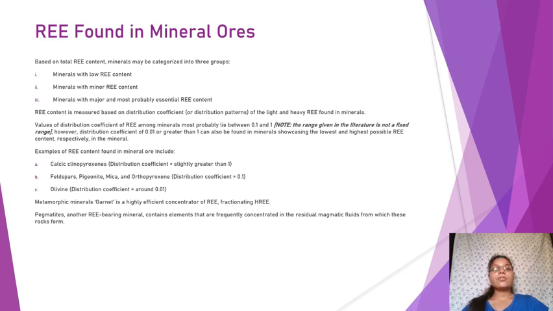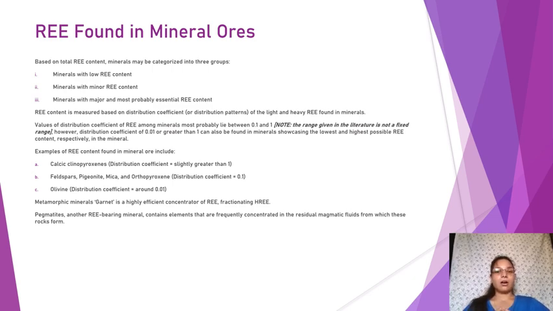The distribution pattern of lighter, heavier or middle rare earth elements that is observed in several mineral ores is determined through the distribution coefficient of that respective rare earth element in minerals. Although the values of these distribution patterns are not fixed, several minerals tend to range in the values of 0.1 to 1, at least when taken arbitrarily.